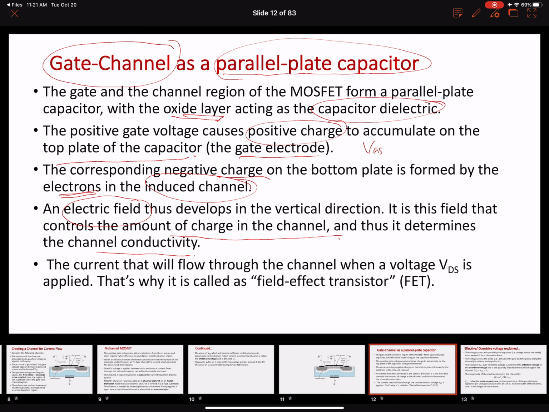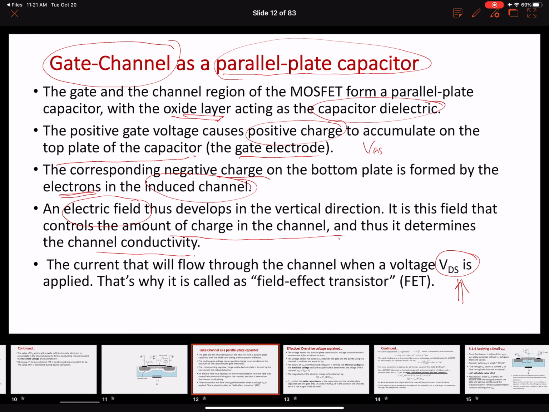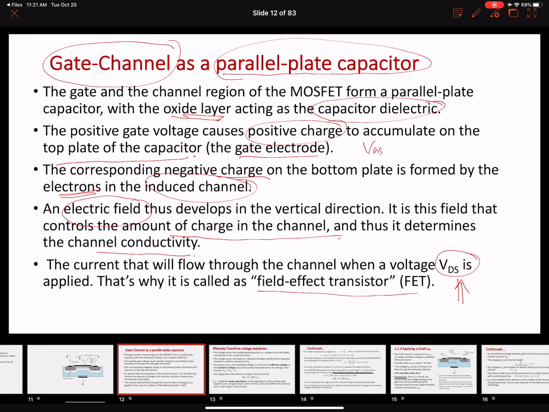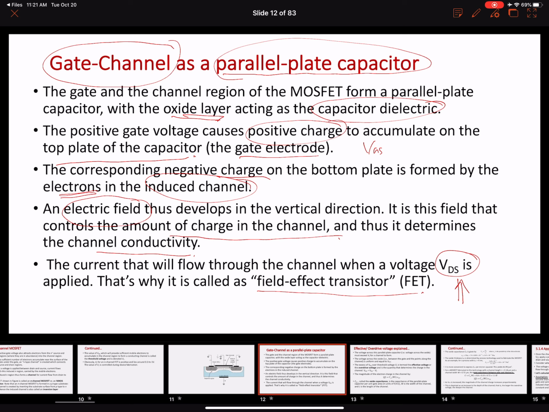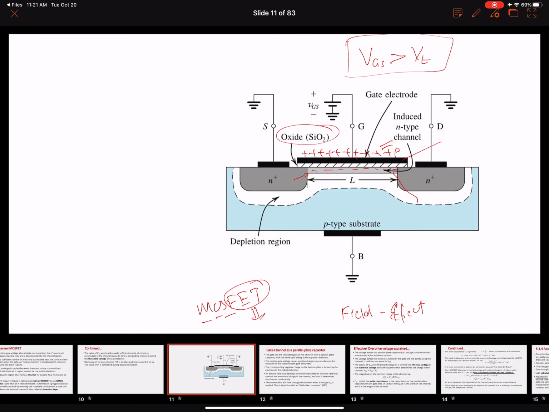Right, so the current that will flow through the channel when the voltage VDS is applied, that's why it's called a field effect transistor. I'm going to discuss this VDS thing just shortly, and then I will come back to this field effect again. We kind of briefly touched upon this in the last lecture as well.